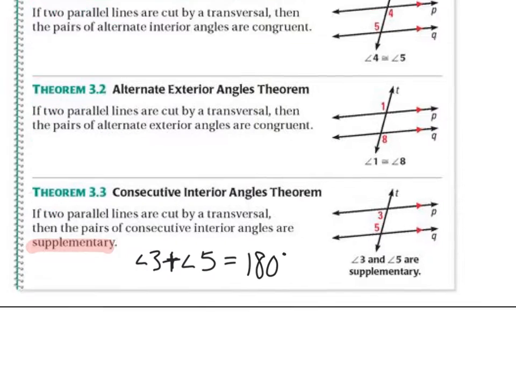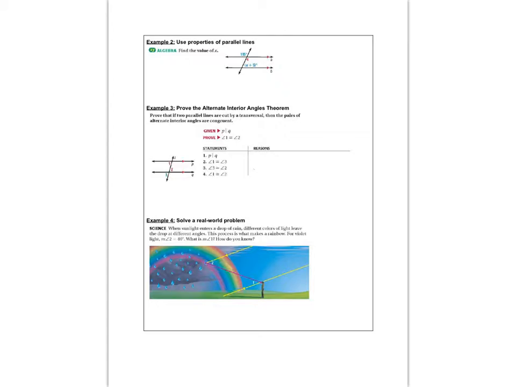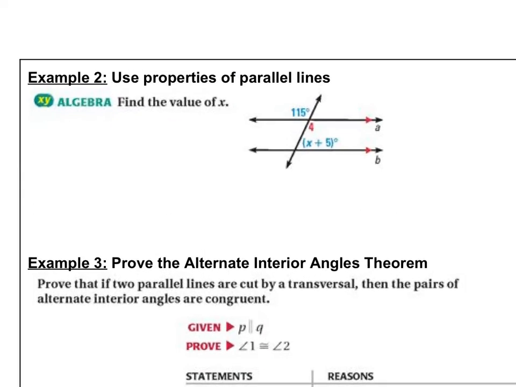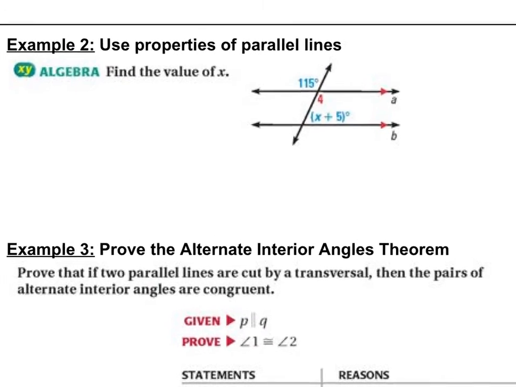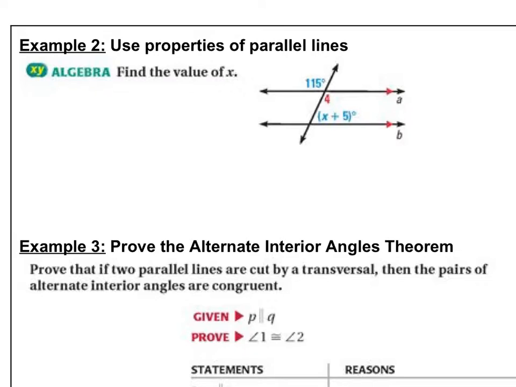Okay? So let's go ahead and flip over to the other side there, and let's take a look at example number 2. So we're going to use the properties of parallel lines to determine the value of x. So the very first thing here is we're going to look at 115 and where x is located, and do these fall into any of the theorems that we've used so far? Hopefully you're answering no, they do not. So we need to determine some other angle measures in order to solve for x.